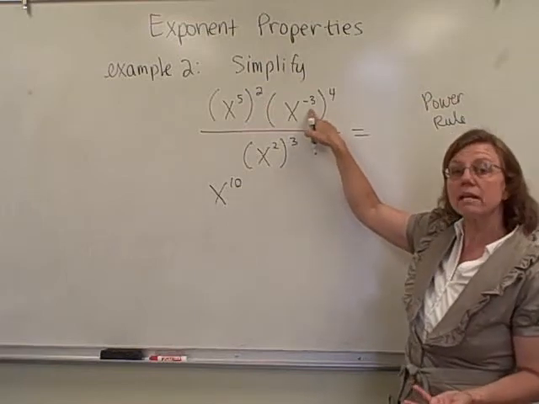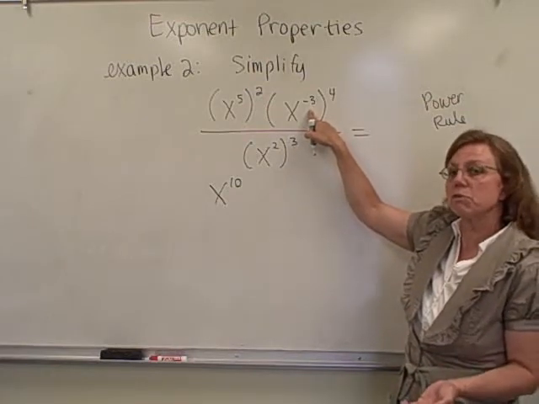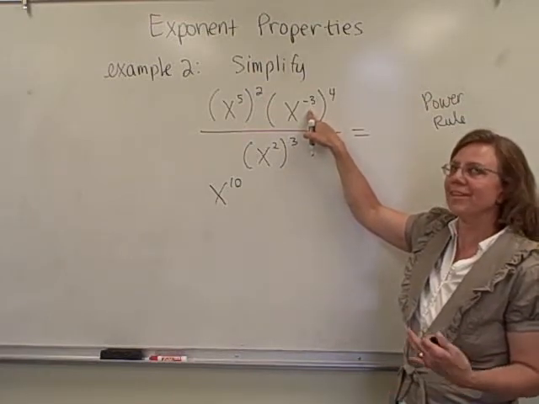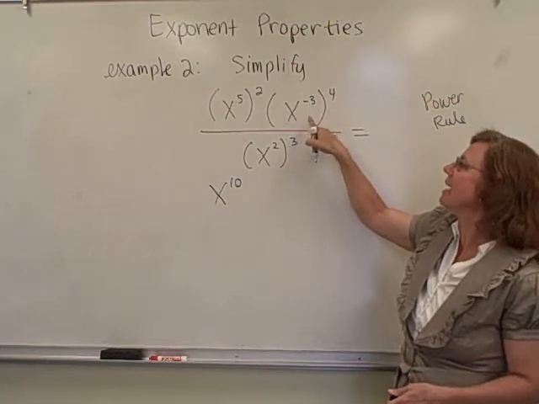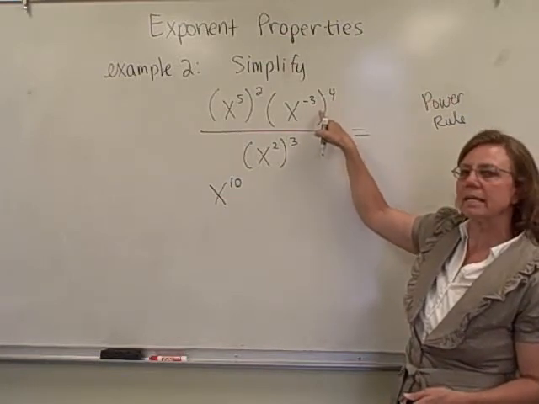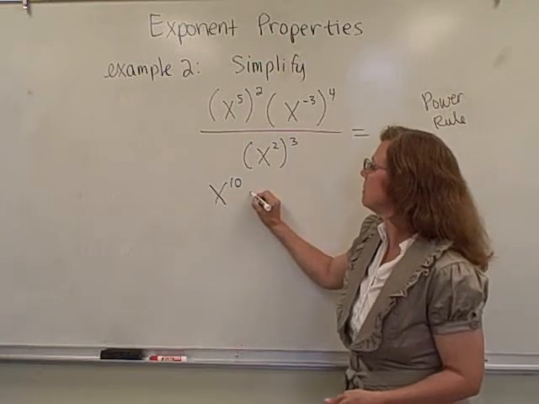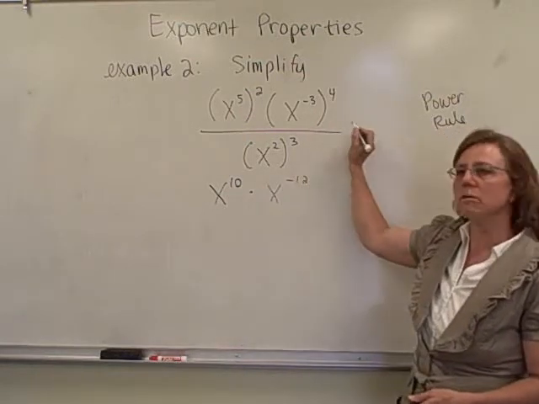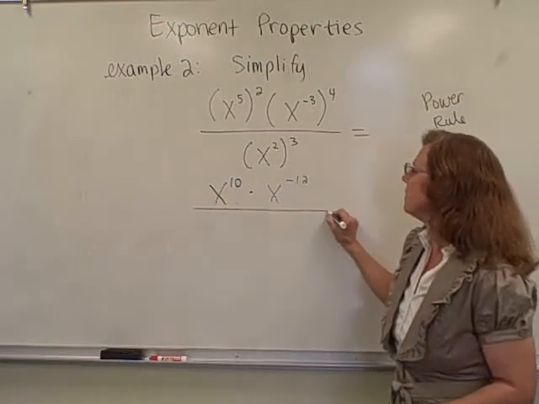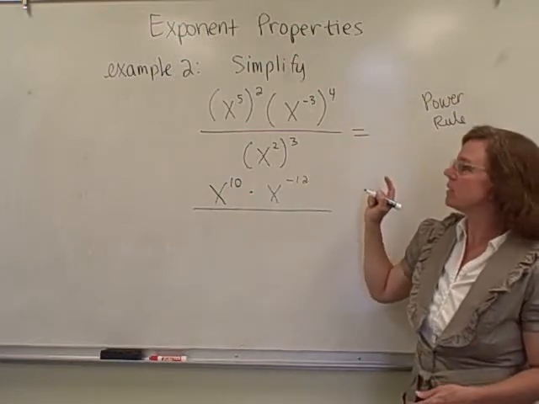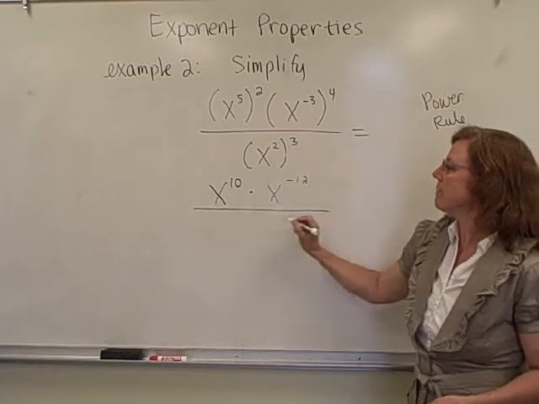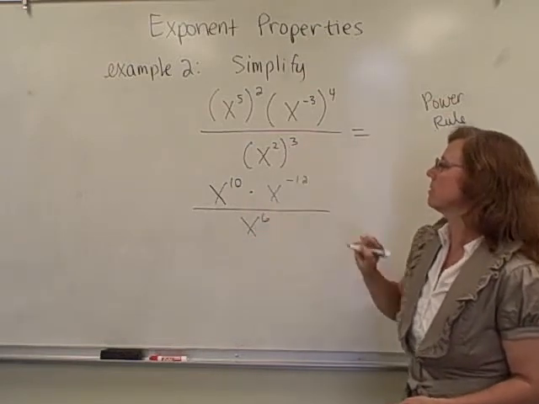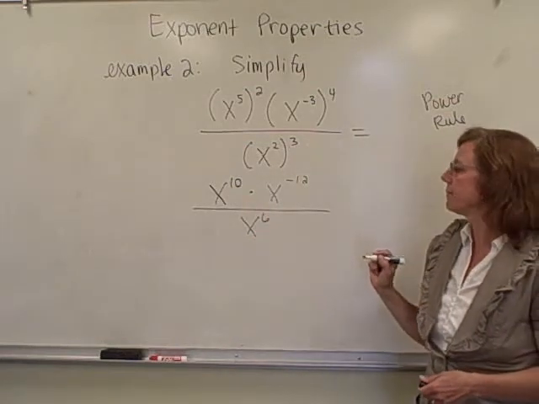And over here I have a negative exponent in there, but that's okay. The rules apply whether your exponents are positive or negative. And so I still want to multiply these exponents together. And so I'm going to be multiplying x to the negative 12 in the numerator. And then in my denominator, I'm going to use the power rule down here also. So x squared to the third power is x to the 6th, and I multiply those exponents together.